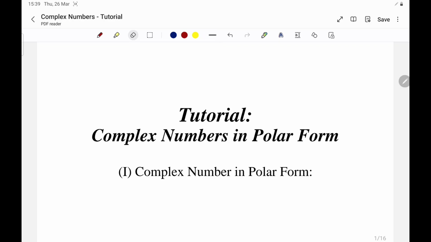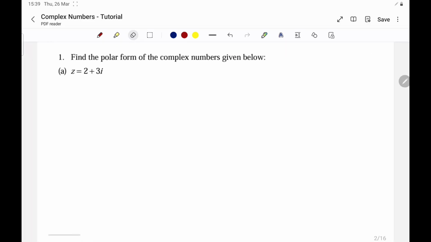Today we will do some explanation on the tutorial for the topic of complex number. Inside complex number, we have a few parts. We will go through the first part, which is complex number in polar form. For the first question, they ask us to find the polar form of the complex number given below, which is z equal to 2 plus 3i.